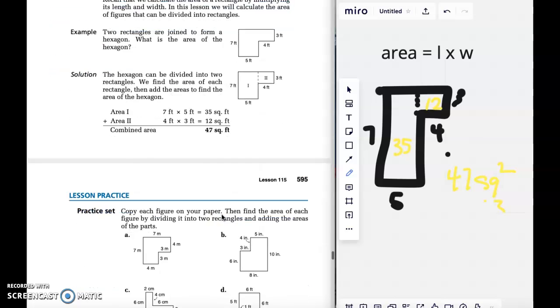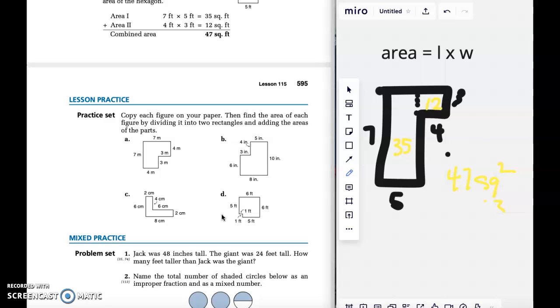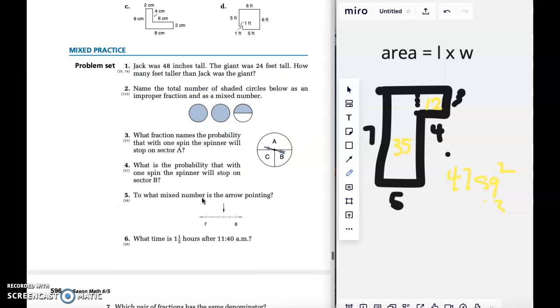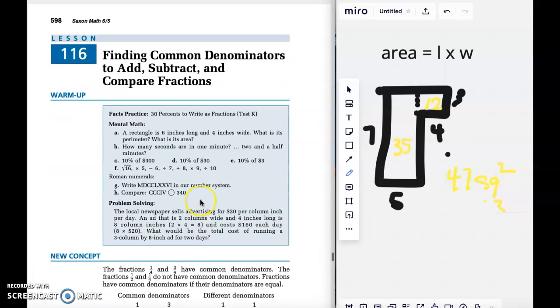That's it. So when you look at your lesson practice, make sure that you copy each figure on your paper. I still do this no matter how complicated or how easy the shape is. I still draw it on paper so that I can divide it with my pencil. So I want you guys to divide this up into the different rectangles, and I want you to add the areas of the shaded parts, and then I want you to do your mixed practice, and then I want you to go have an awesome day. That's it.